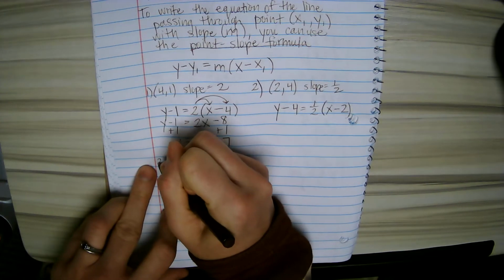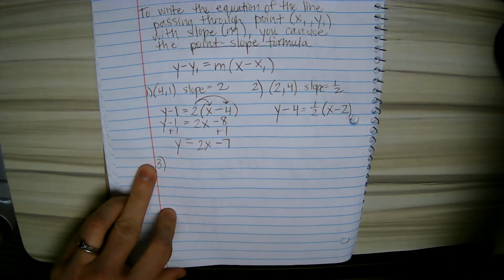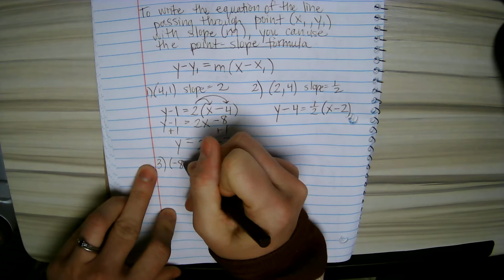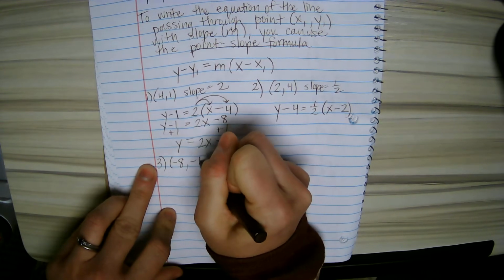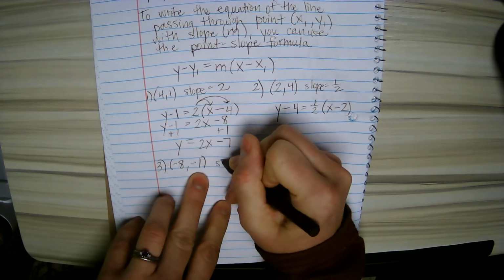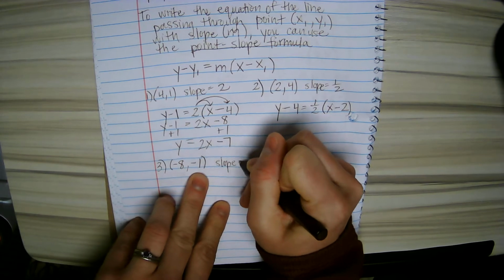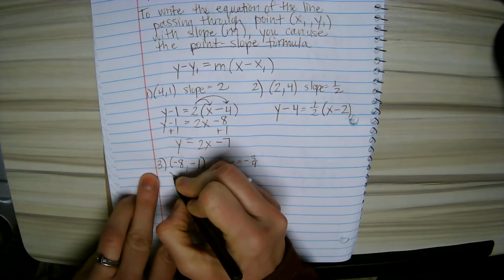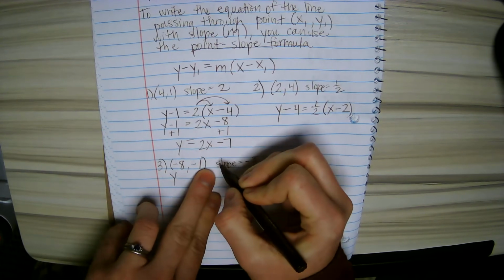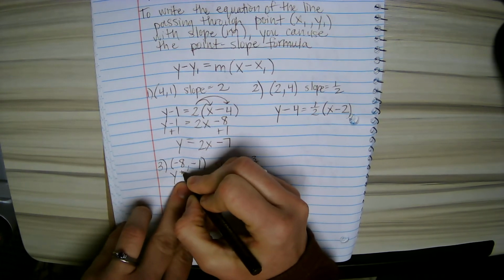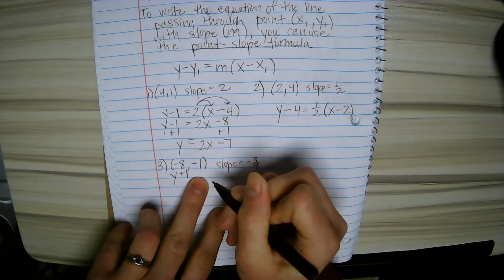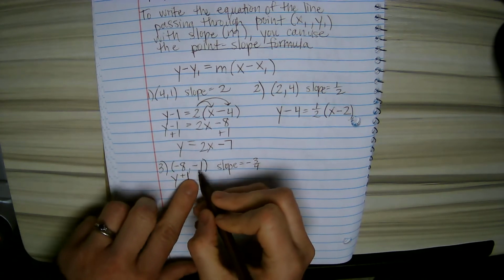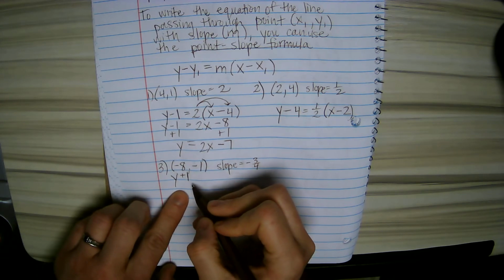Okay, now remember, if our points are in a different quadrant and maybe have negative values like this one, instead of y minus a negative 1, it's going to become plus a 1. Because remember, subtracting just means we're doing the opposite. And the opposite of negative 1 is positive 1. Okay?